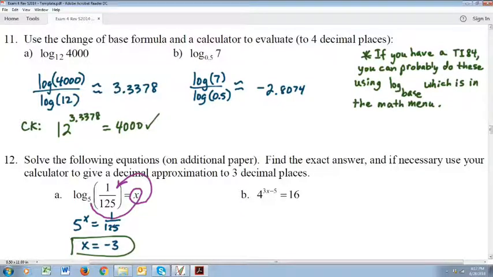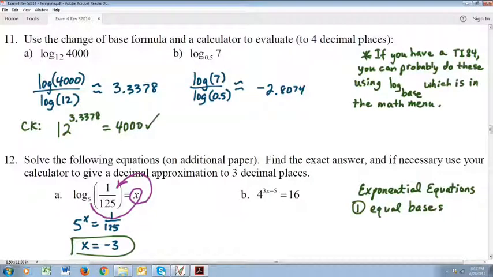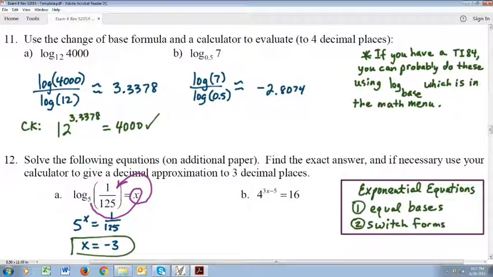Alright. Now on the next one there, we're looking at an exponential function. I'm going to go ahead and give you the 2 methods that we're going to use to solve these, the ones that we talked about in class. So for exponential equations, first of all, if we can get our bases equal, we're going to do that. We learned that if our bases are equal, that our exponents are going to have to be equal in order for the two expressions to be equal. So I call that equal bases. And then the other one is we have to switch forms, which we talked about.